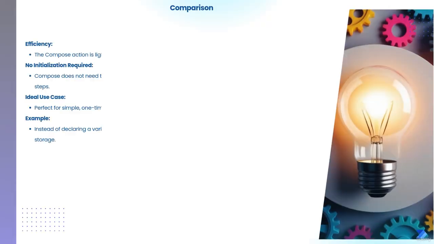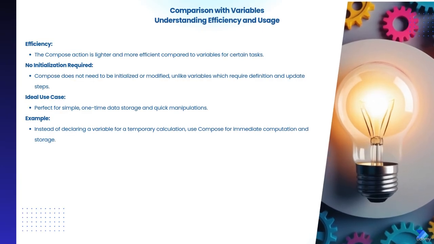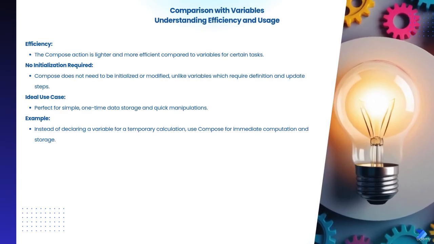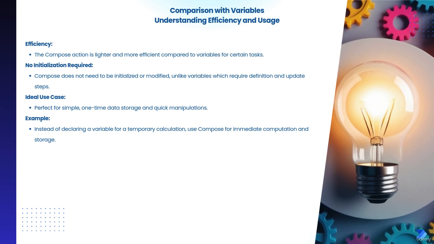Comparison with variables. While variables can also store data in Power Automate, the compose action is lighter and faster, making it ideal for temporary, one-time data storage and manipulation. Unlike variables, compose doesn't need to be initialized or modified, which makes it more efficient for simple use cases.